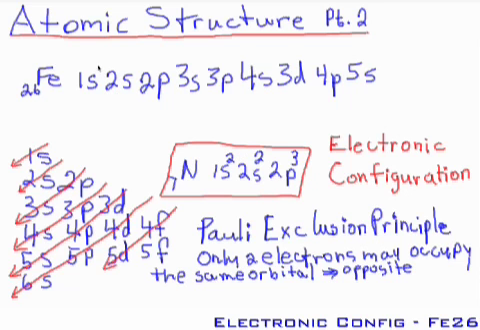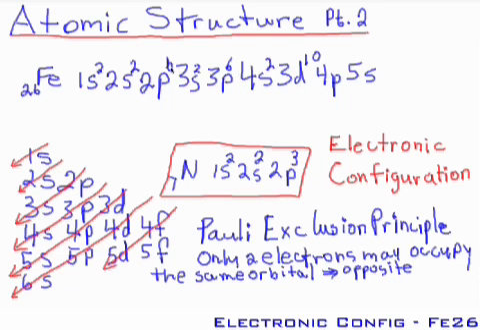Remember, S only has 1 orbital, so the S's can only hold 2. 2 electrons, 2 electrons. P's have 3 orbitals. How many electrons? 6. Each orbital can hold 2. 2, 6, 2. D, how many can D hold? Well, D can hold 10 electrons because the D's have 5 orbitals. Each orbital can hold 2.